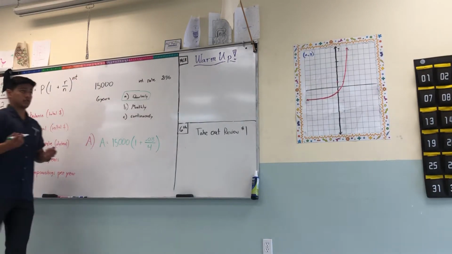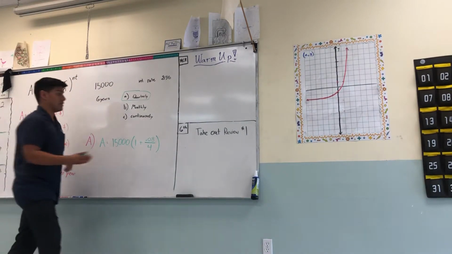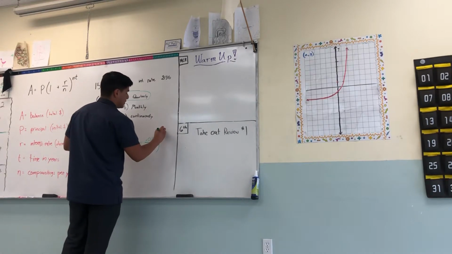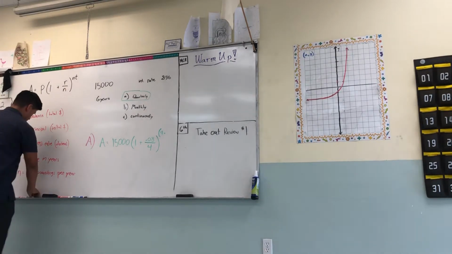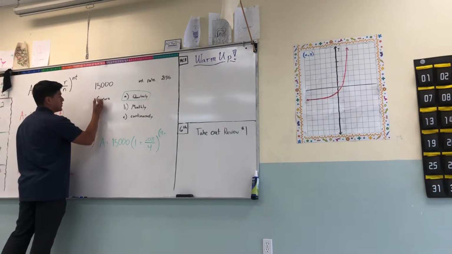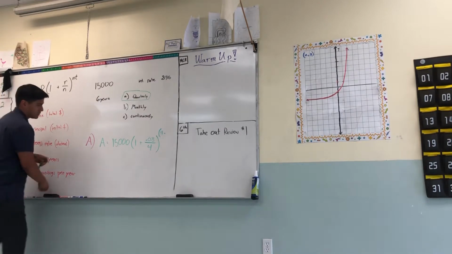So N is 4 because it's quarterly. And then at the top, you have N again, which is 4. And then T. What's T? 6, because it's 6 years. Okay, so you're seeing how much money you'll have after 6 years.